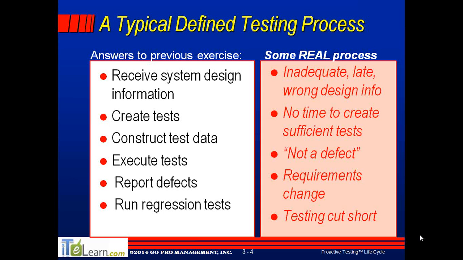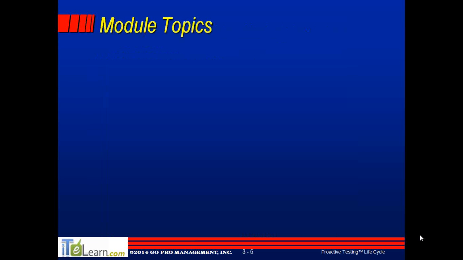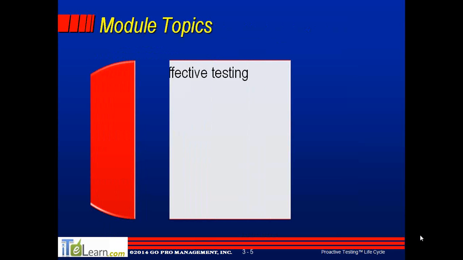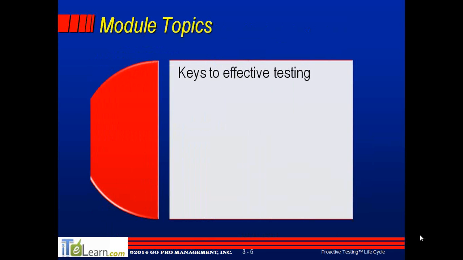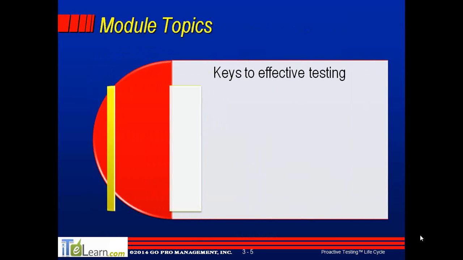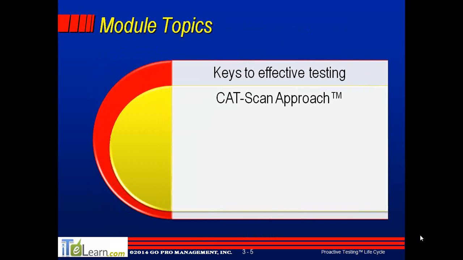So when we get proactive, the first thing we want to do is make sure that we understand what the real testing process is, not just the presumed process, not just a desired process. So tonight, we're going to talk about some keys to effective testing. I'm going to introduce you to a technique that I call the CAT scan approach.